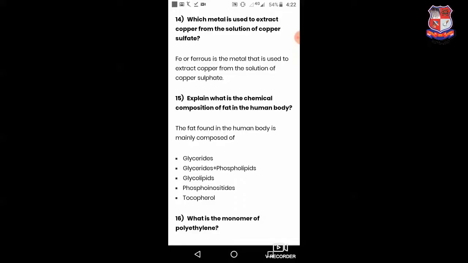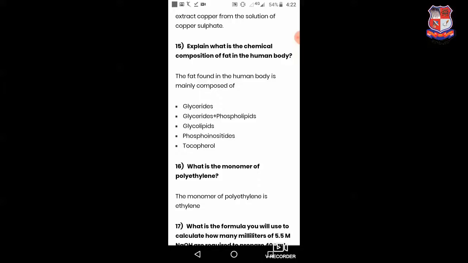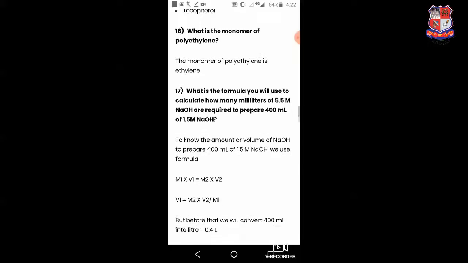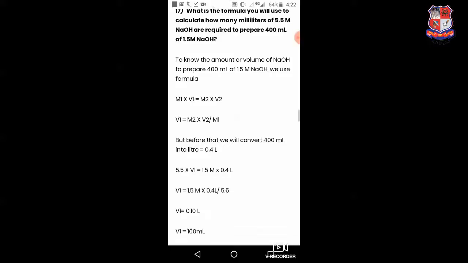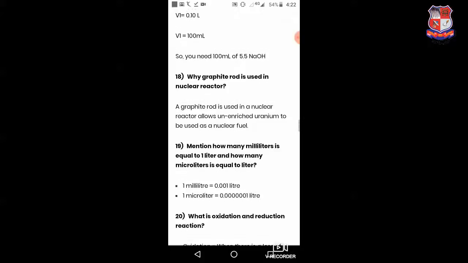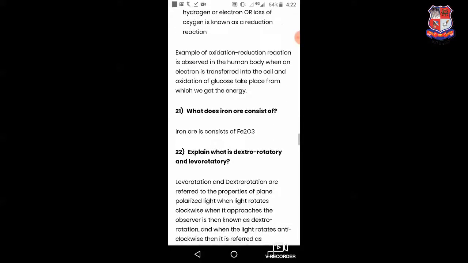Explain the chemical composition of fat in the human body. The fat found in the human body is mainly composed of glycerides, phospholipids, glycolipids, inosines, and tocopherols. What is the monomer of polyethylene? So these are the several questions which may be asked by the examiner, and this kind of calculation is also important. So these kinds of questions have to be prepared by the student.